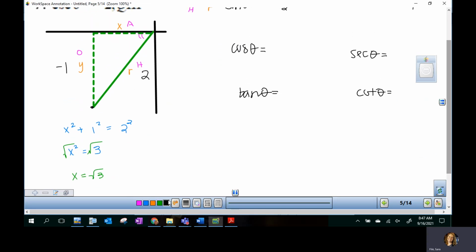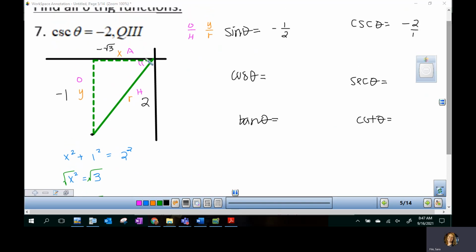But it's negative because we're in quadrant 3. X is negative. Y'all okay with that? So now we're ready to give our ratios, now that we have all 3 sides. So we've got sine and cosecant already. Okay, cosine is x over r, tangent is y over x. Okay, or a over h if this is how you're preferring it, and o over a.